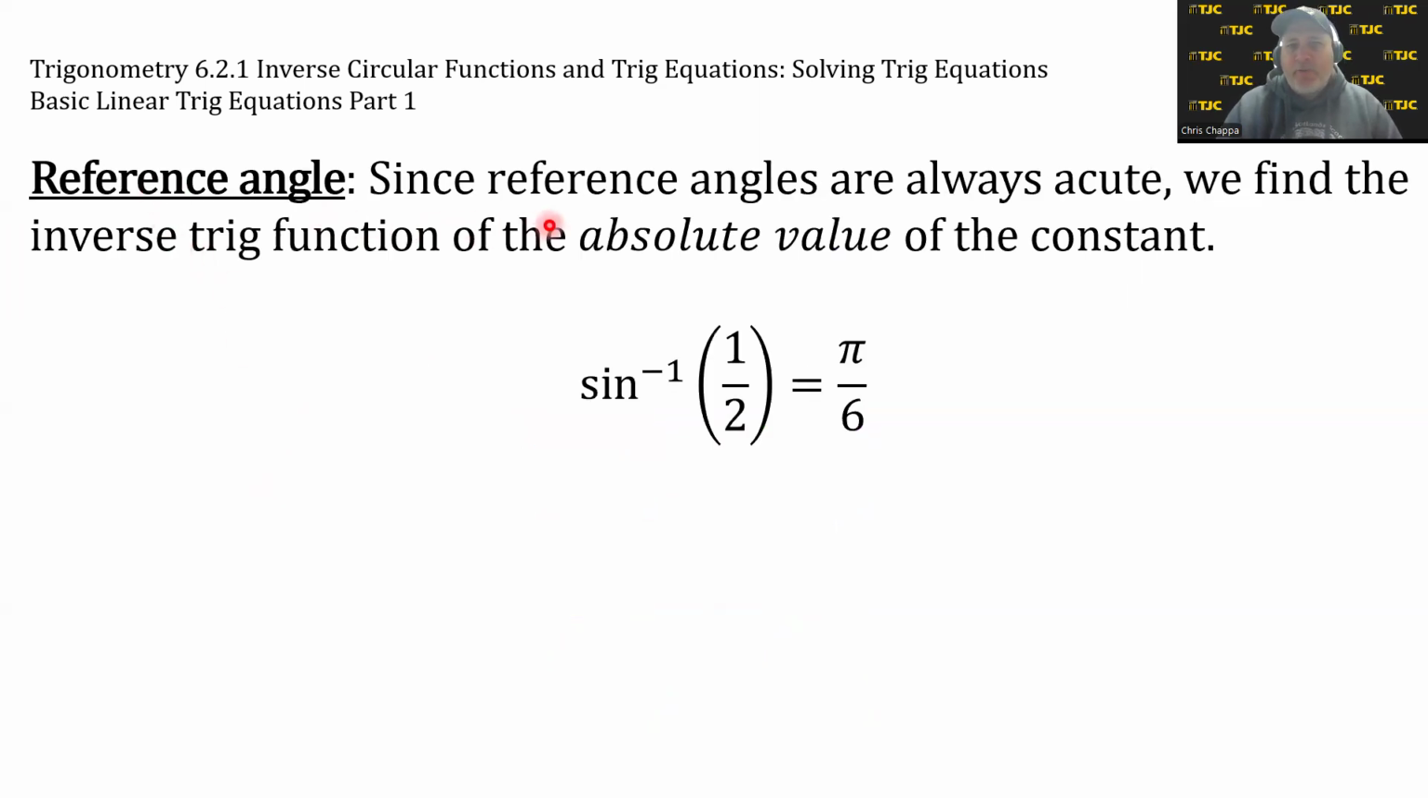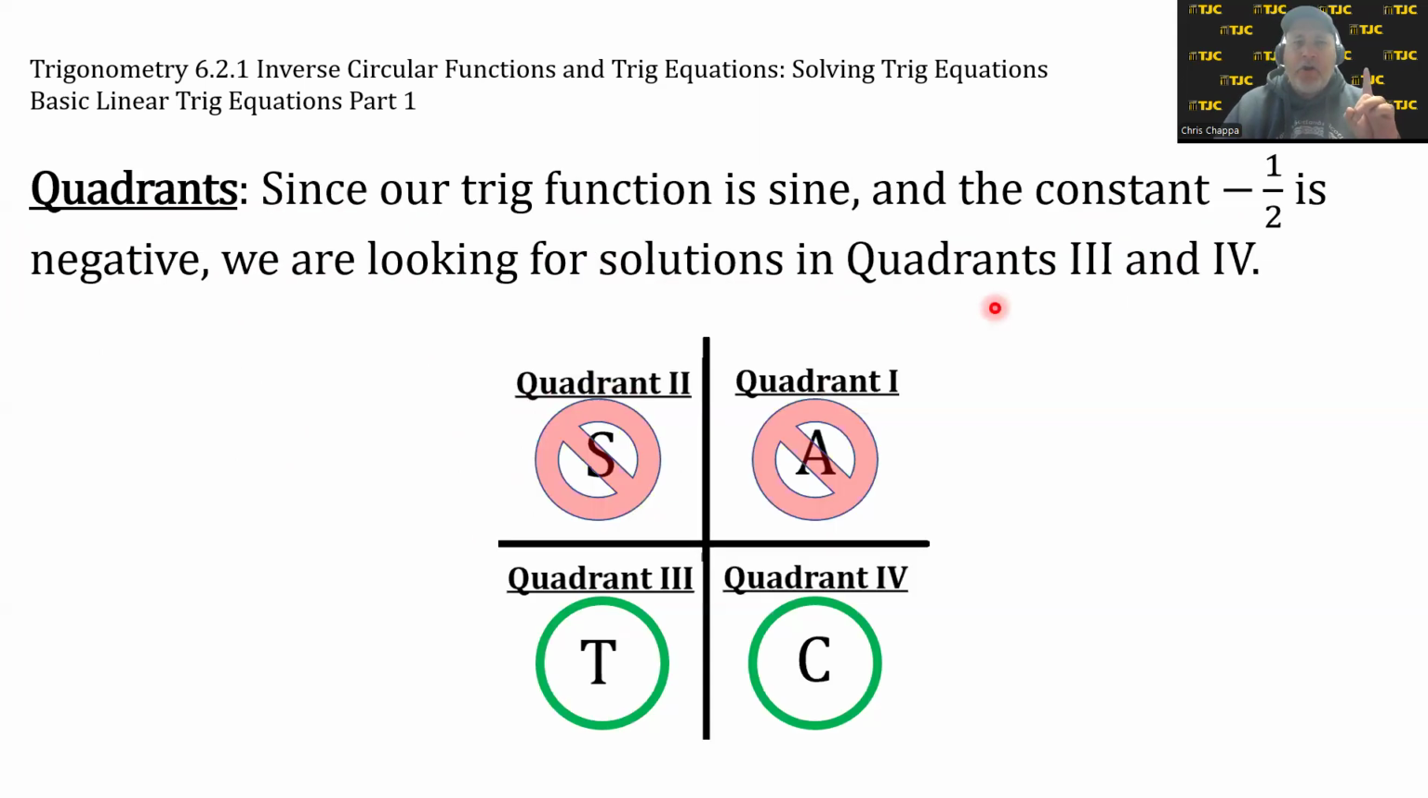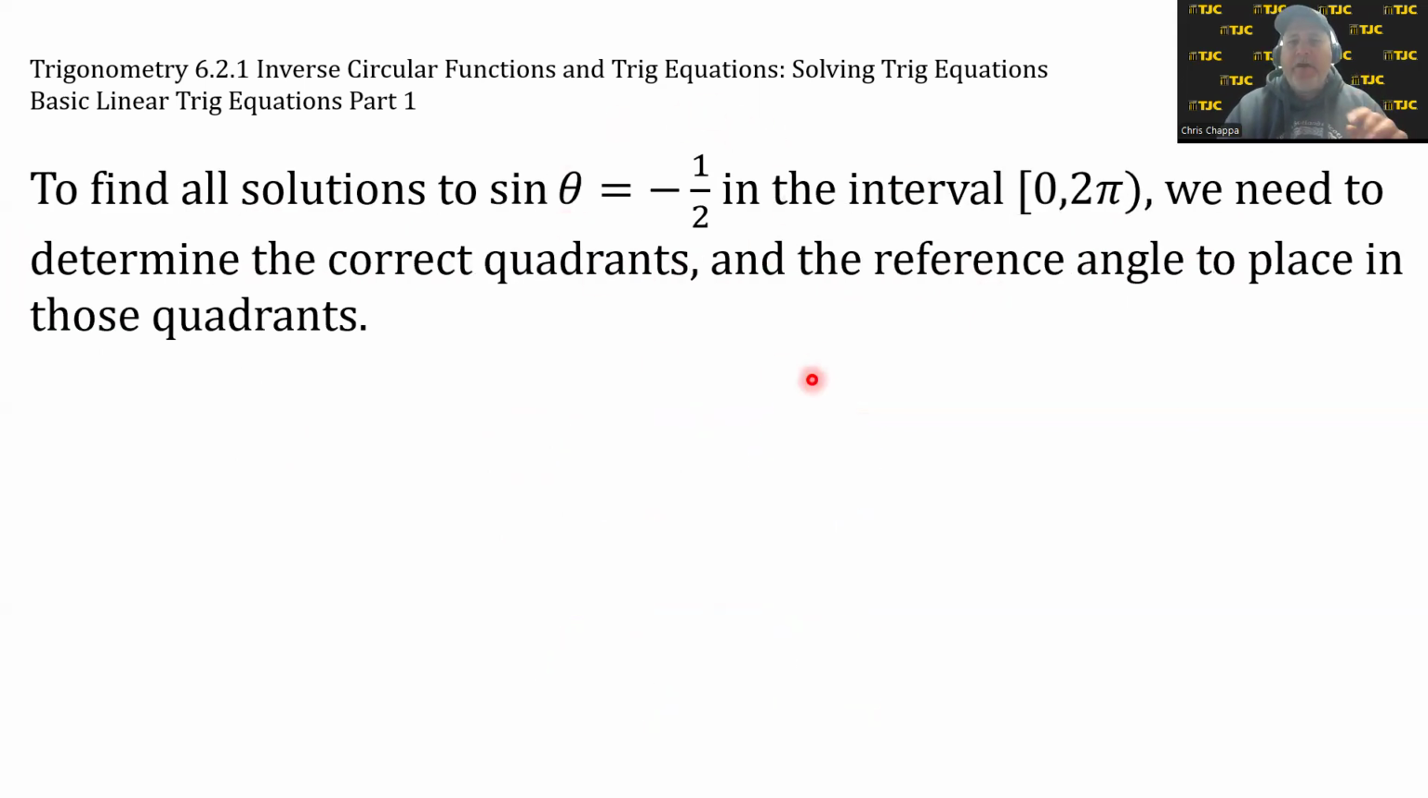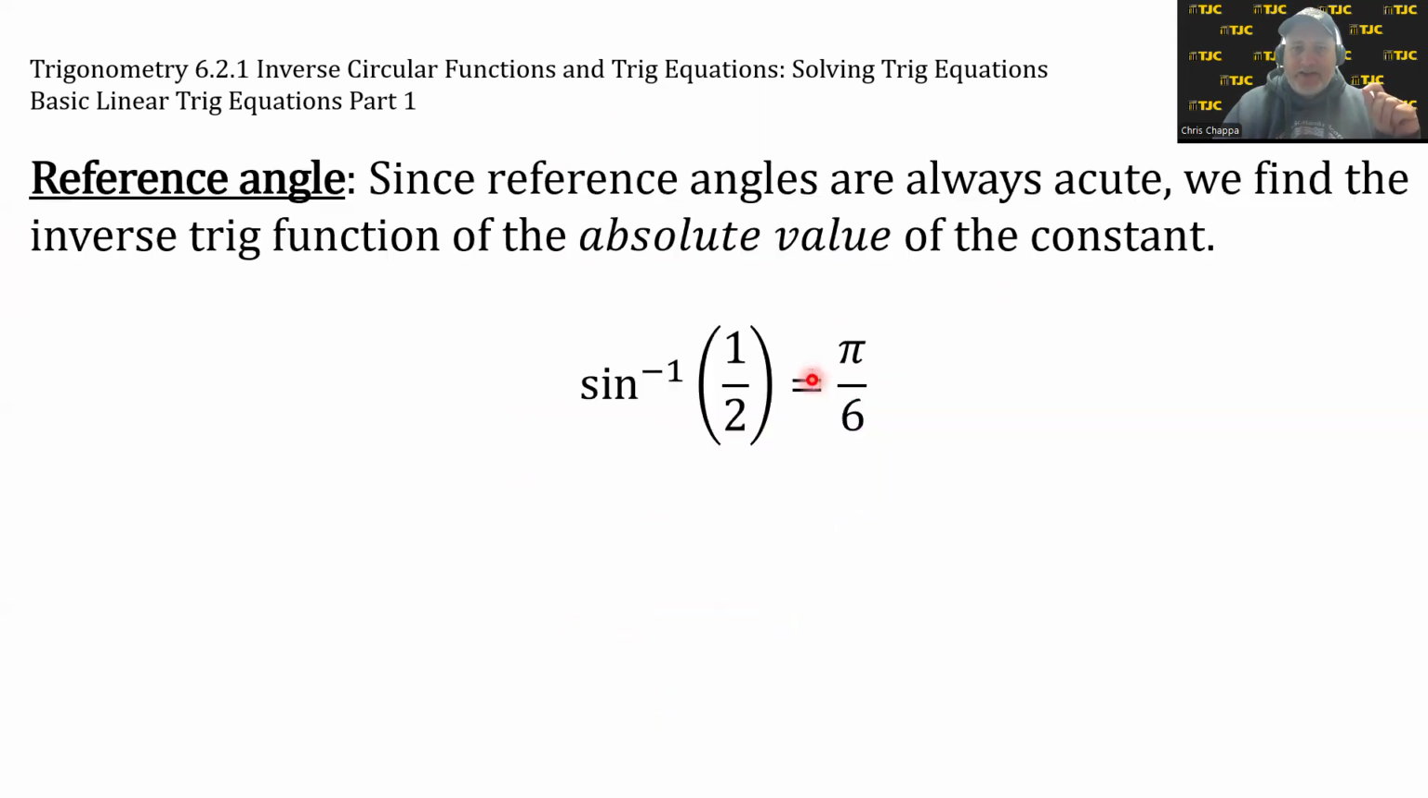For the reference angle, since reference angles are always acute, less than 90, we find the inverse trig function of the absolute value of the constant. So even though our equation has negative 1/2, when we do inverse sine, we're going to ignore the negative and do inverse sine of positive 1/2 to guarantee to give us an acute angle. Sine inverse of 1/2 is pi over 6. Hopefully you know your special triangles.